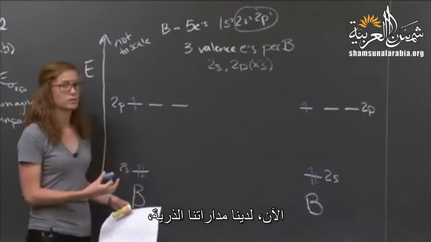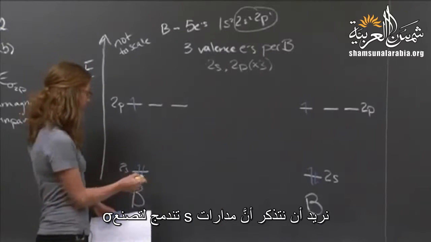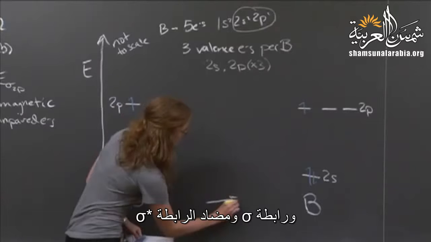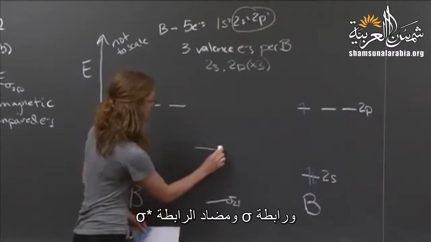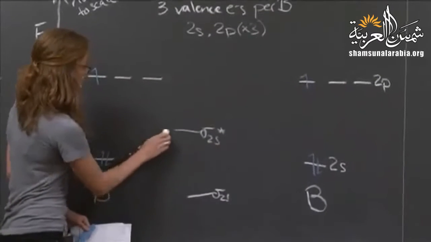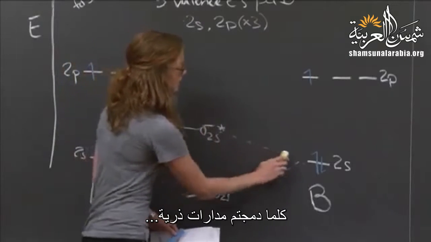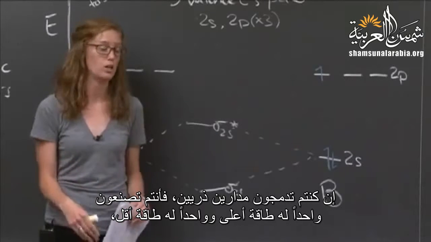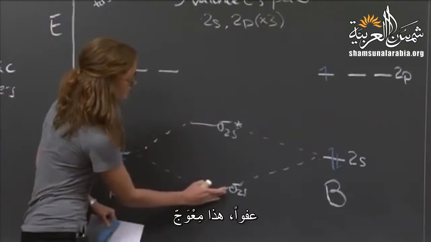So now that we have our atomic orbitals, we are going to combine them to molecular orbitals. And we want to remember that s orbitals combine to make a sigma bonding and a sigma antibonding. Remember that whenever you combine two atomic orbitals, you create one of a higher energy and one of a lower energy, because the net energy stays the same. Oh, sorry, that's crooked.